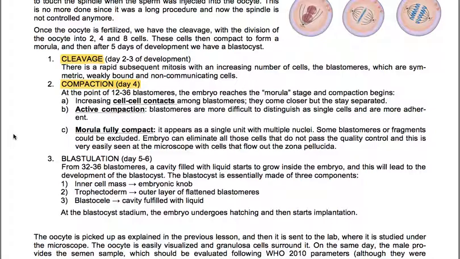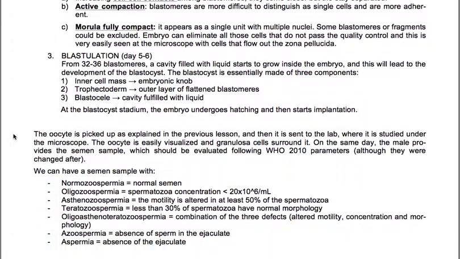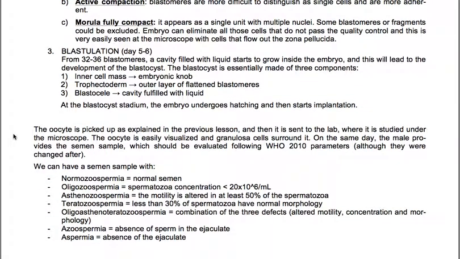The oocyte is picked up as explained in the previous lesson and then is sent to the lab, where it's studied under the microscope. The oocyte is easily visualized, with granulosa cells around it. On the same day, the male provides the semen sample, which should be evaluated.